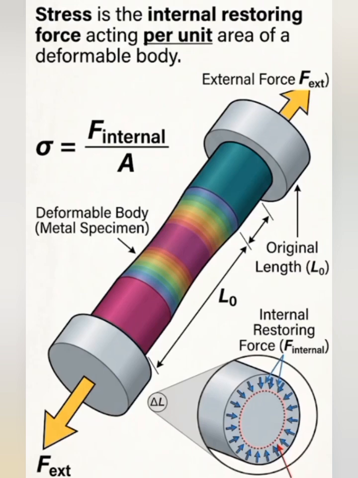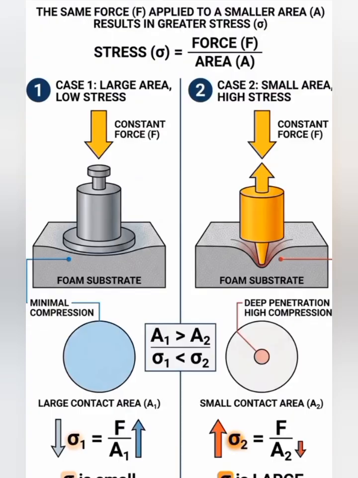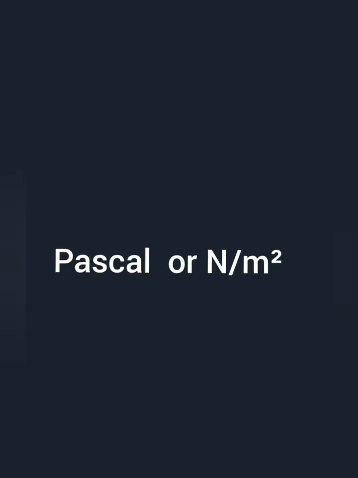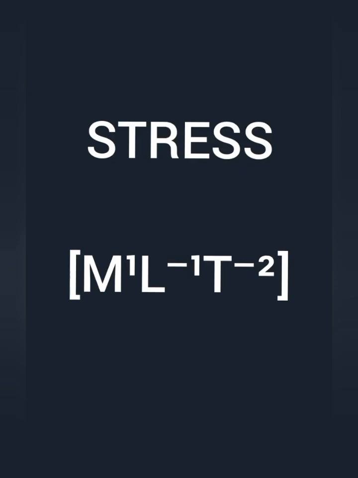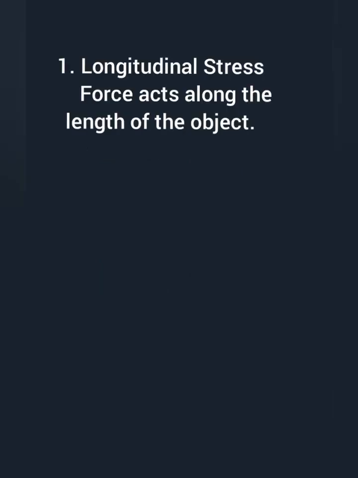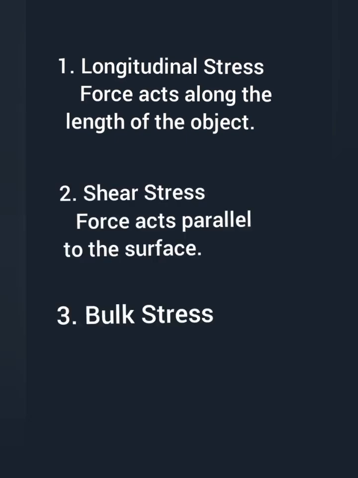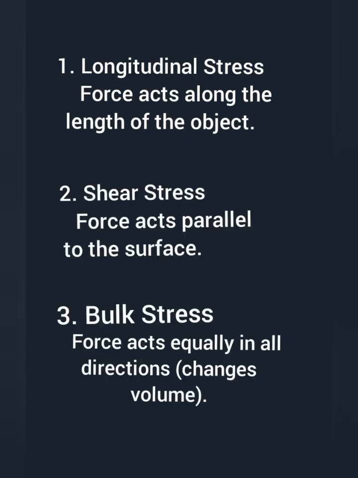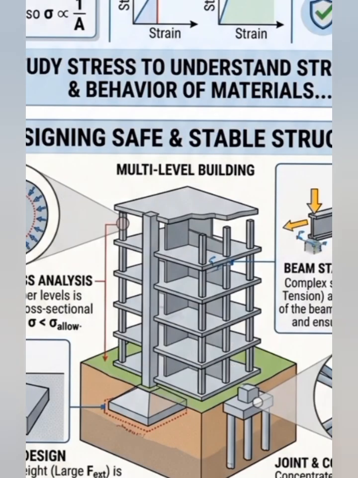Stress. In physics, stress is the internal restoring force acting per unit area of a deformable body. The same force but smaller area is more stress. Its SI unit is Pascal, or Newton per meter square. Its dimensional formula is M L^-1 T^-2. There are mainly three types of stress: longitudinal stress, shear stress, and bulk stress. We study stress to understand the strength and behavior of materials so that we can design safe and stable structures.